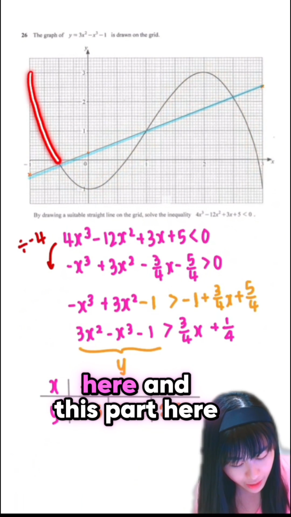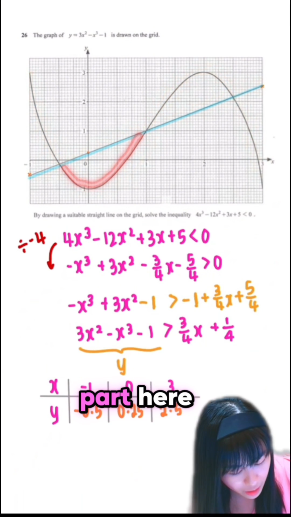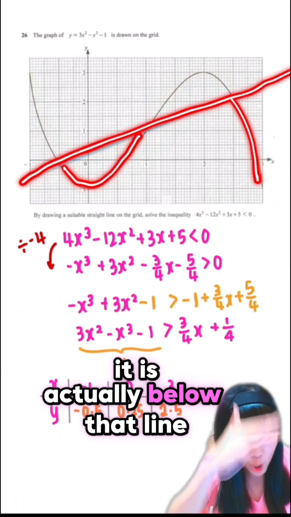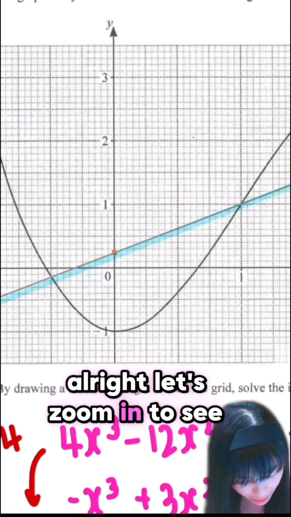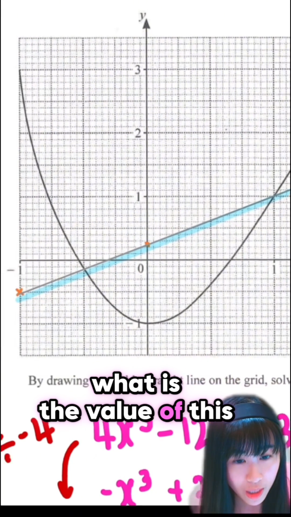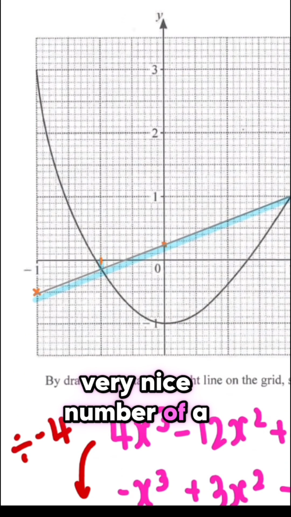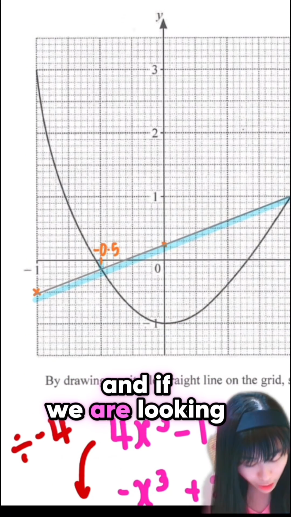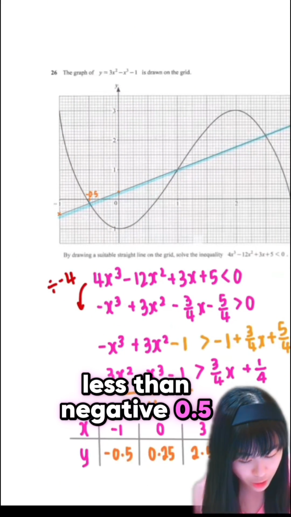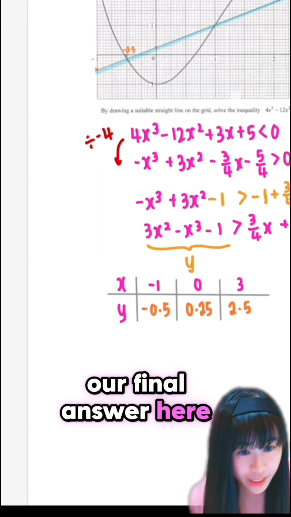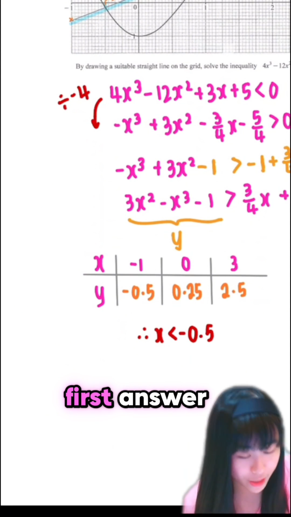It must be this part here and this part here that is higher than the line, because this part here and this part here, it is actually below that line. Can you see that? Yes. So to be able to get this part here, alright, let's zoom in to see what is the value of this intersection point right here. You'll realize that over here is a very nice number of a negative 0.5. And if we are looking at this part here, we want anything that is less than negative 0.5. Our final answer here, we will have x is less than negative 0.5, first answer.